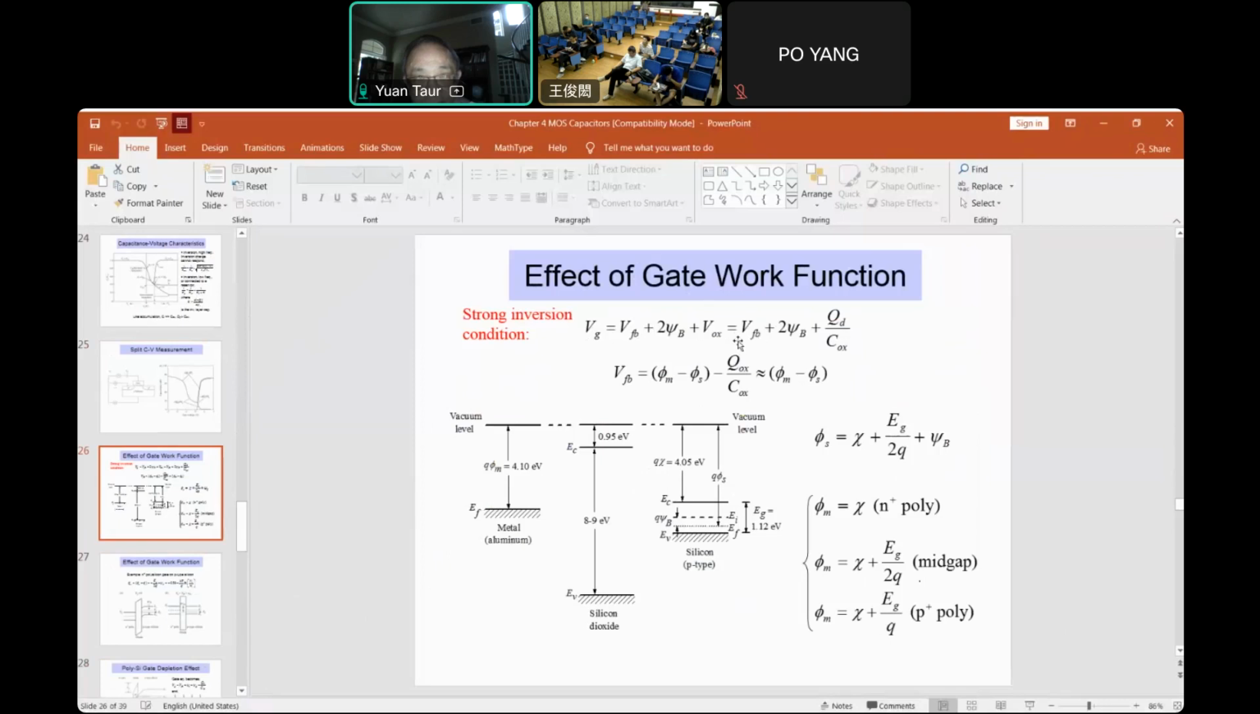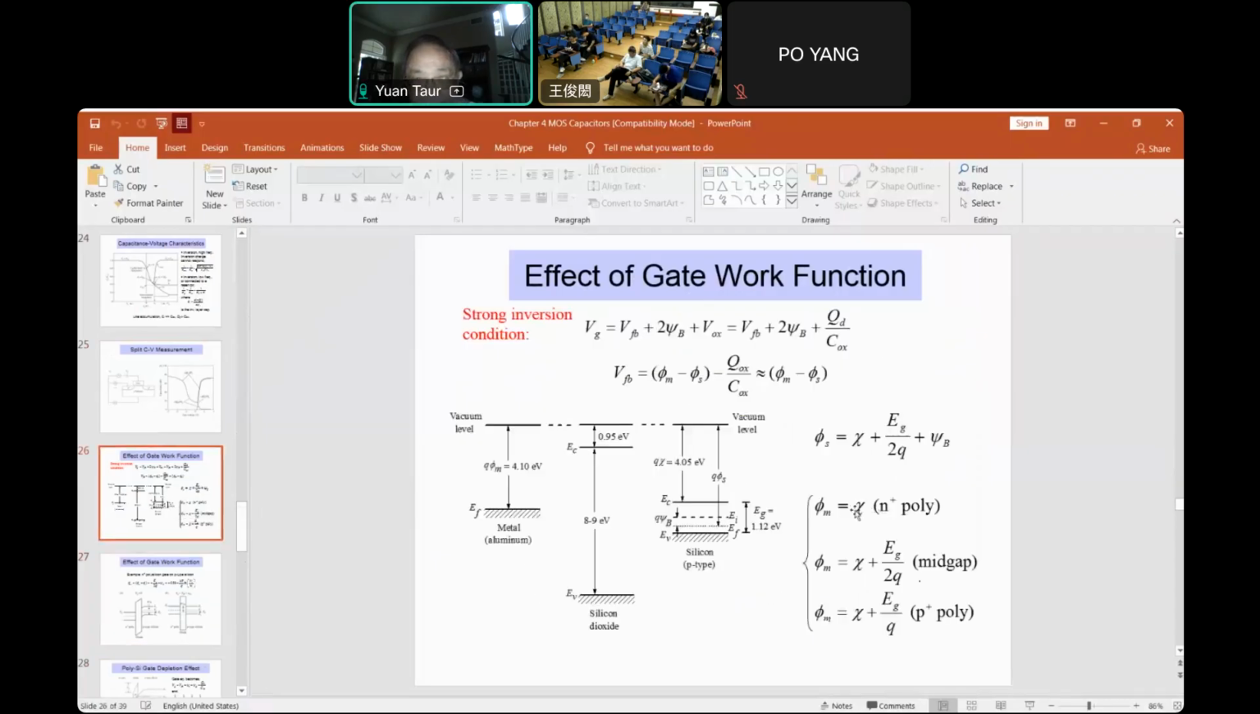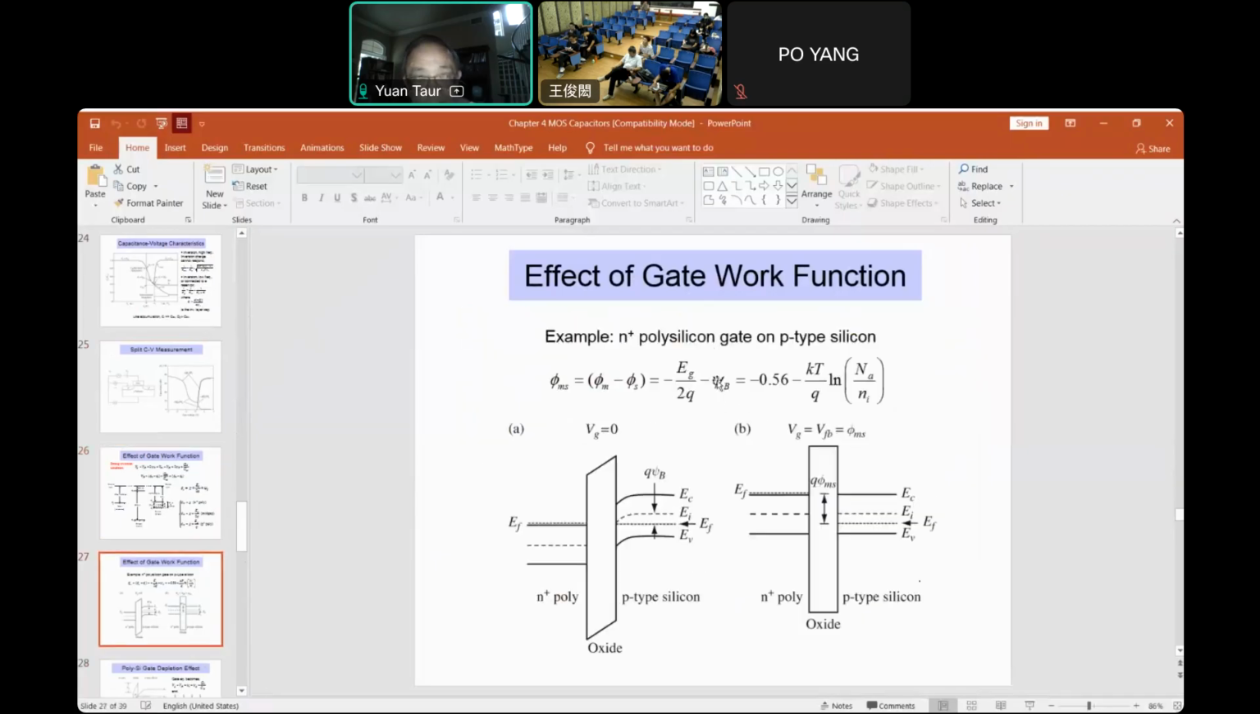And so that calls for a negative flat-band voltage. A negative flat-band voltage is achieved by using N plus silicon on the gate. It's shown here. If phi m is the electron affinity, then phi m minus phi s is minus half a band gap minus psi b, shown here. So minus Eg over 2 is minus 0.56, and there's also psi b, which is maybe 0.4 or so. So this is close to minus 1.